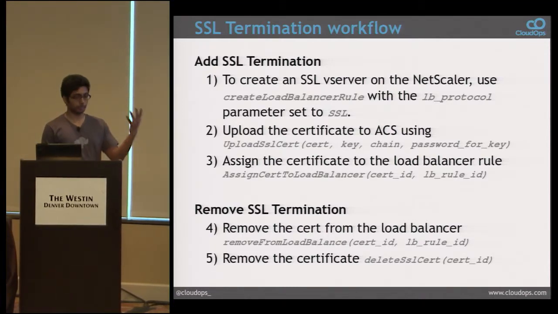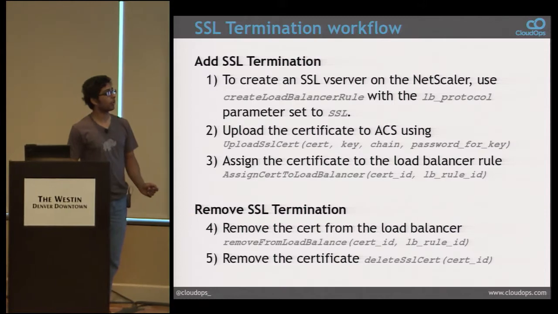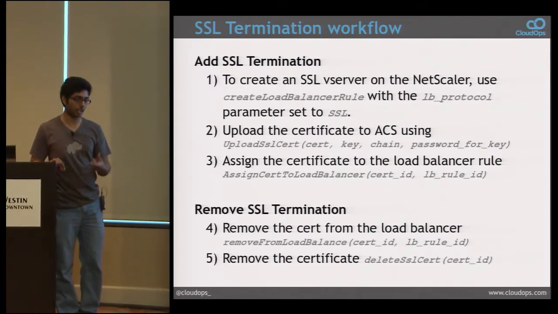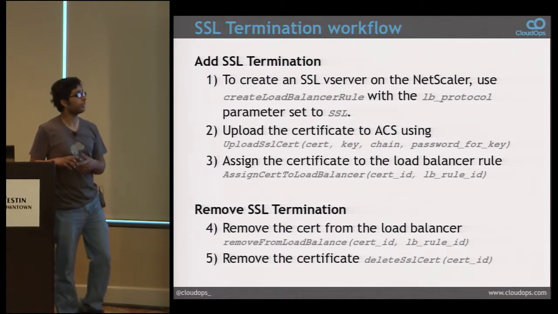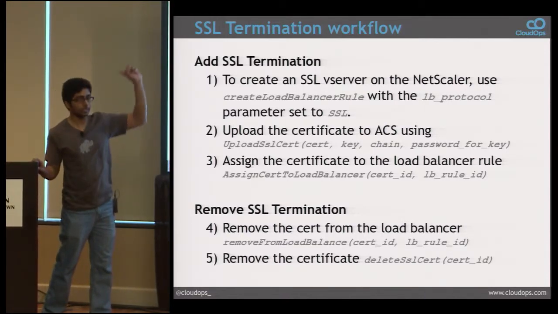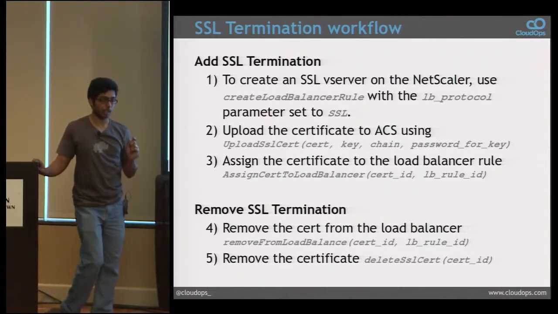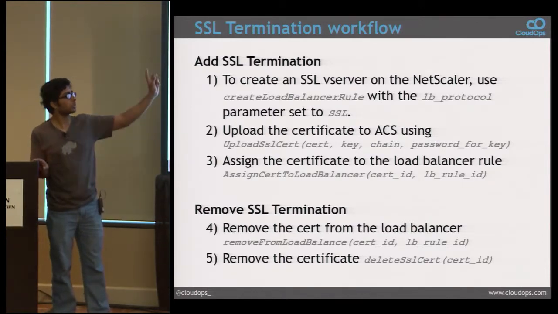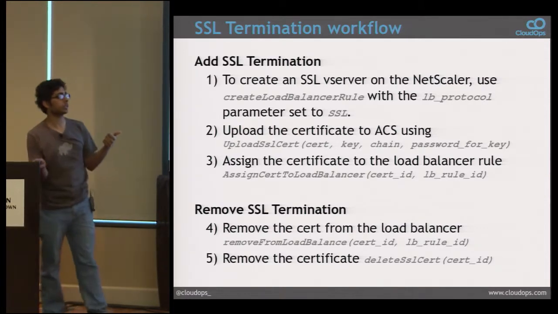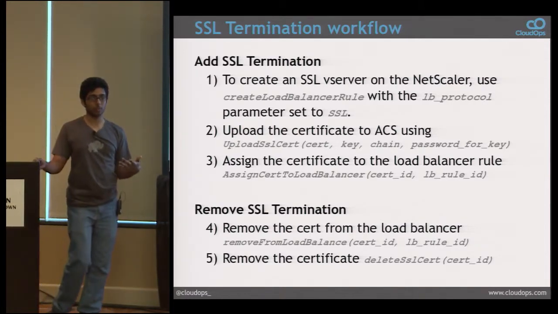So these are the APIs which you need to create an SSL rule, add it, and make it work. The first thing you need to do is create a load balancer. Right now, there is a new parameter that I have added, LB_protocol, which says what kind of load balancer.